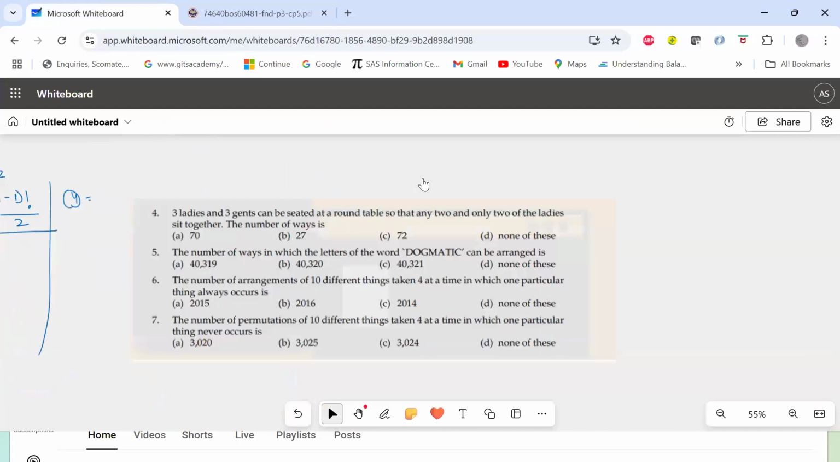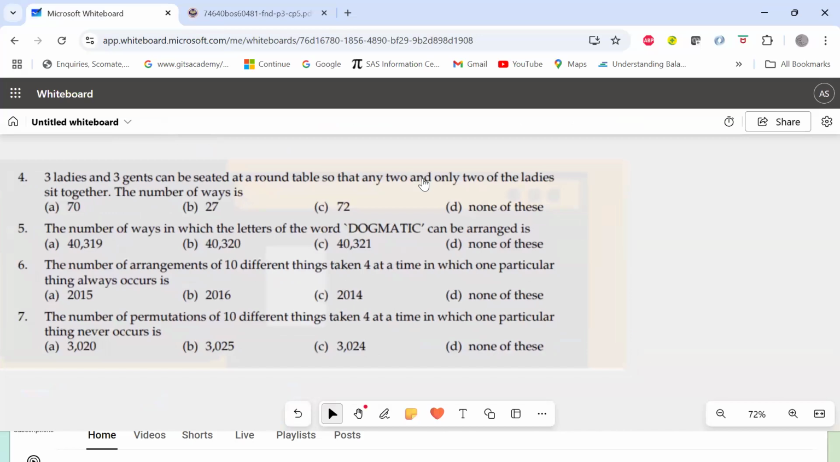So 3 ladies and 3 gents are sitting at a round table so that any two, meaning out of 3 ladies you can select any 2 ladies. Out of 3 ladies, 2 ladies are selected in how many ways? 3C2 ways, which means 3 ways. So you can select 2 ladies from the 3 ladies in 3 ways.